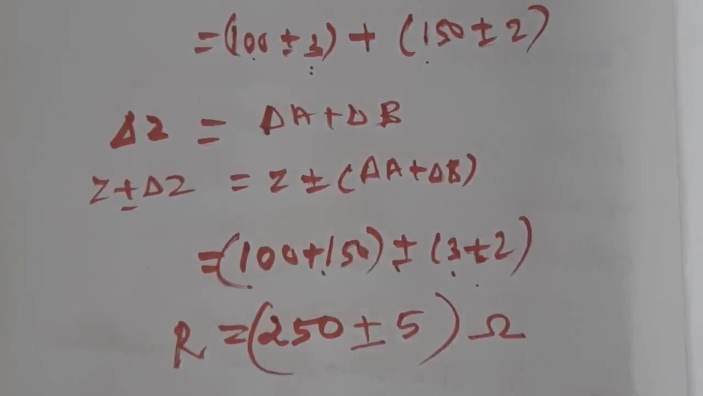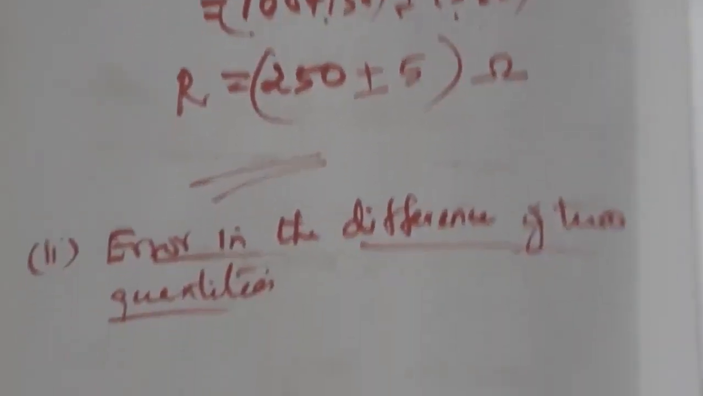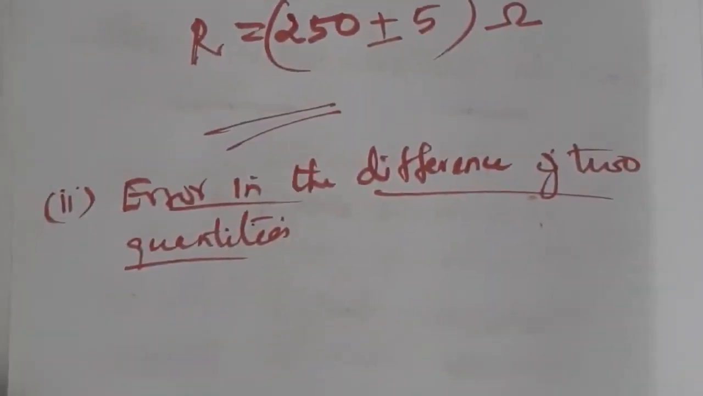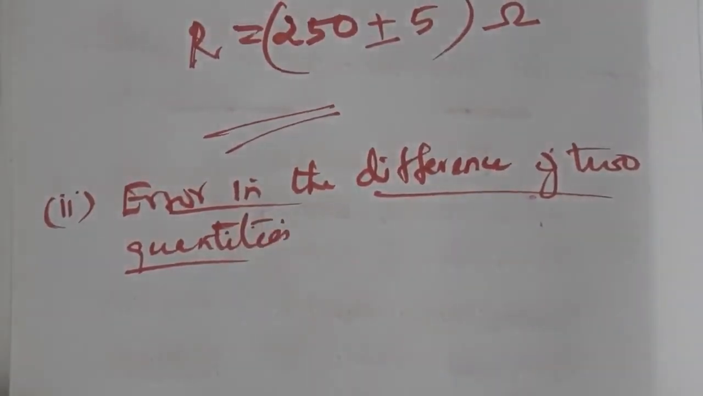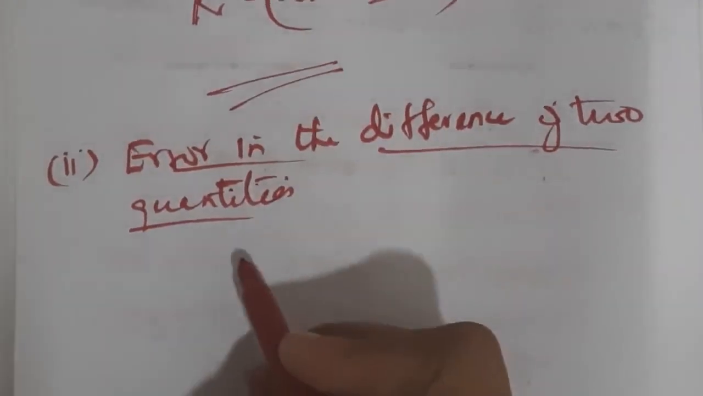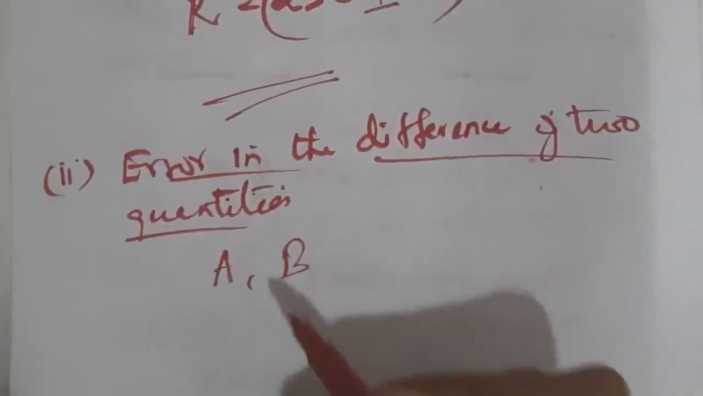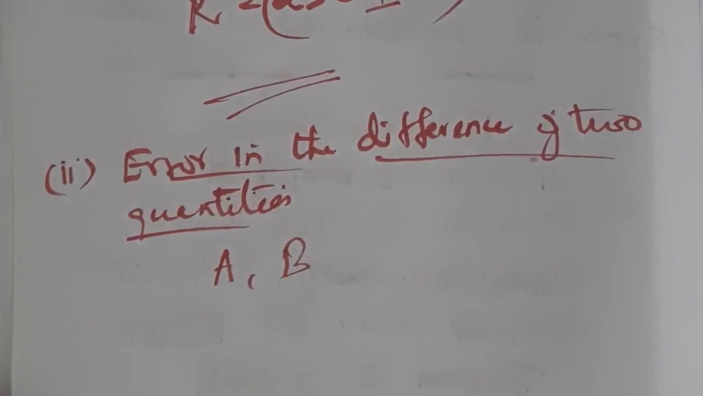Next we can discuss error in the difference of two quantities. Here also the same quantities we are discussing. A and B are the two quantities.